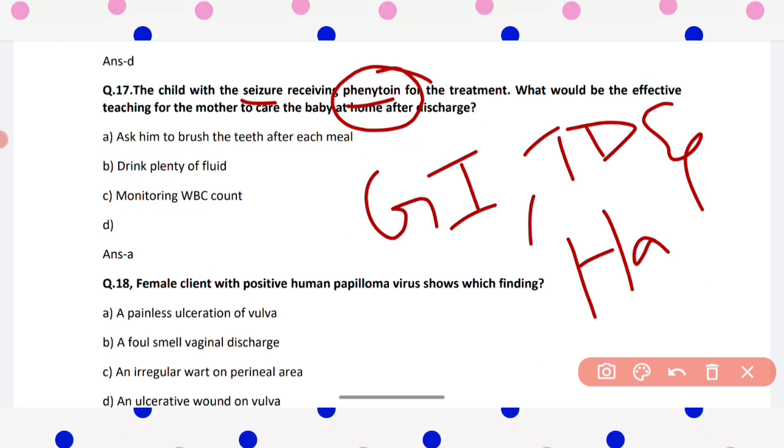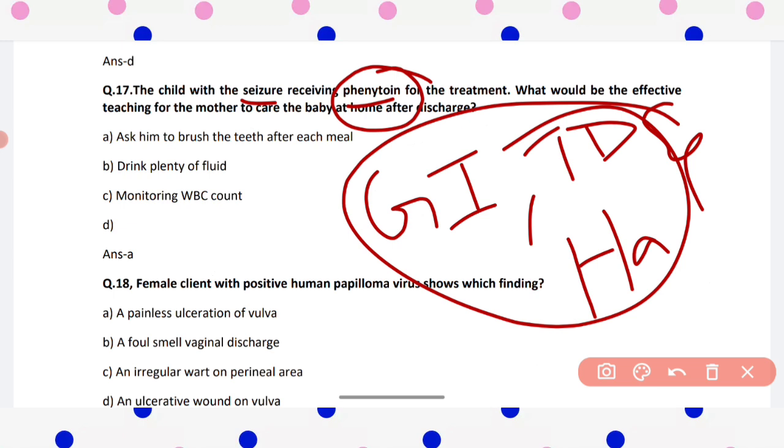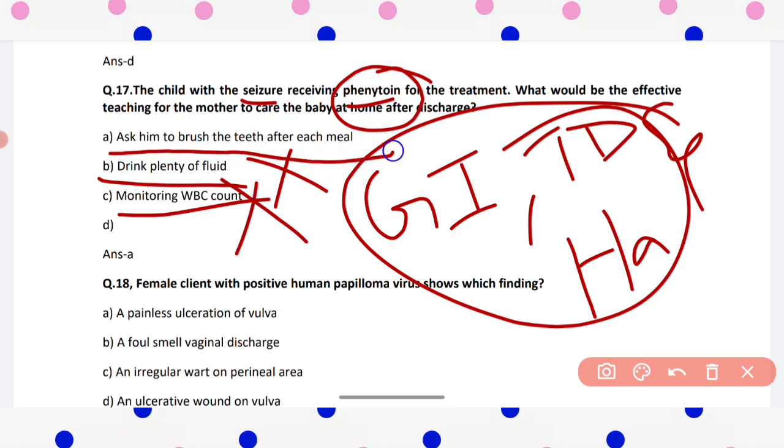So by considering all these side effects, what are we supposed to do in order to relieve this problem? Whether we need to drink plenty of fluid, whether it is going to be useful for the patient? No. Monitoring WBC count? No. So which is the remaining one? Ask him to brush the teeth after each meal to prevent the inflammation, decay of the teeth and halitosis. After every meal, the baby or the child has to brush the teeth. So here the right answer is option A.